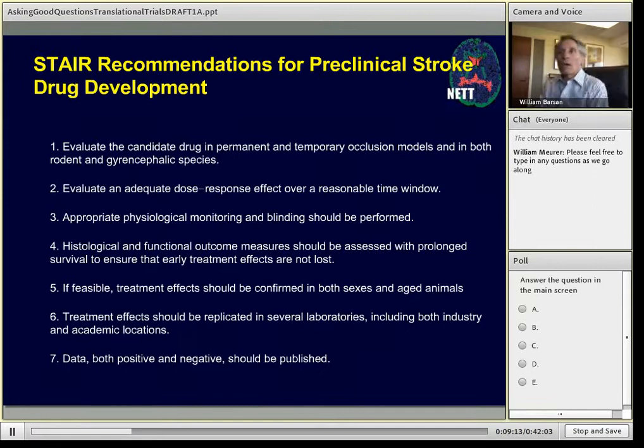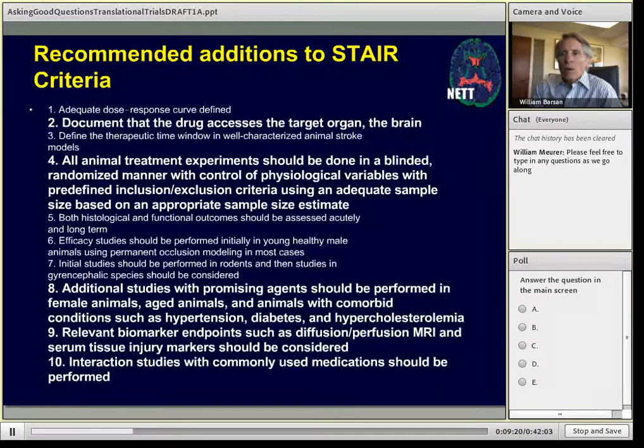So these are the STAIR recommendations, the original ones that were developed for preclinical stroke development. I'm not going to read every one of these, but you can look at these. Basically, you're talking about looking at permanent and temporary occlusion in different models, getting an adequate dose response, and doing monitoring and blinding, etc. And these were followed for several neuroprotective agents, and what happened was they all failed, despite the fact that people used these STAIR recommendations for their preclinical work.